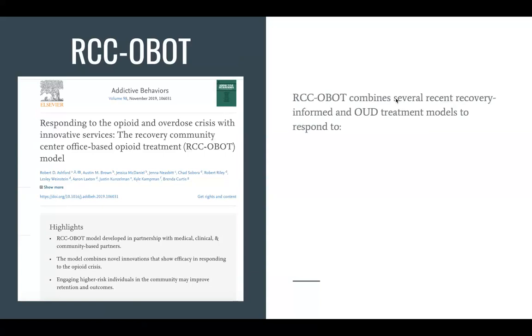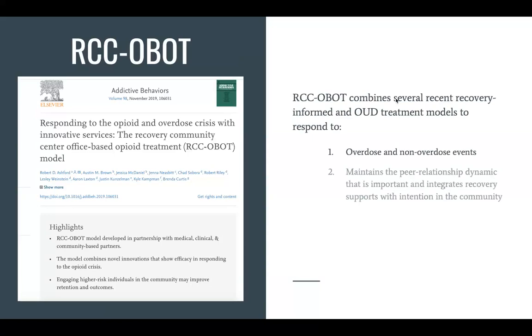And what the RCC OBOT is, it's combining several recent recovery-informed and OUD treatment models, primarily low-threshold programs, emergency room warm handoff programs, pharmacotherapies, and hybrid RCOs to create patient pathways and individuals initiating recovery pathways to respond to both overdose and non-overdose events. And one of the beauties of this model is that it maintains the peer relationship dynamic that is important, that 50-50 power dynamic relationship I just mentioned, and integrates recovery supports with intention in the community.